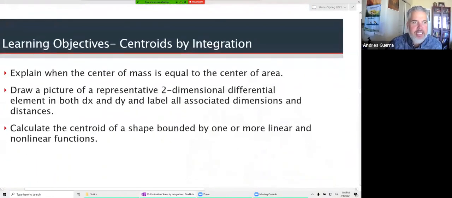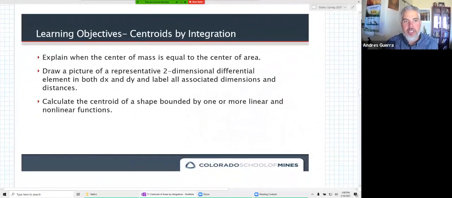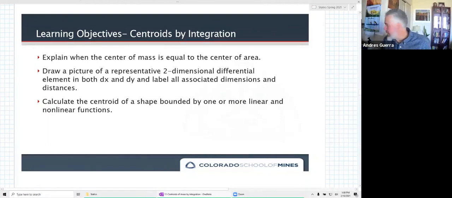But a lot of statics concepts, in particular related to our centroids, explain when the center of mass is equal to the center of area. So does anybody know, when is the center of mass equal to the center of area? I have my little balancing bird here that I brought in. If I have this thing spin around in my hand, you can see it's balancing on the beak right there.